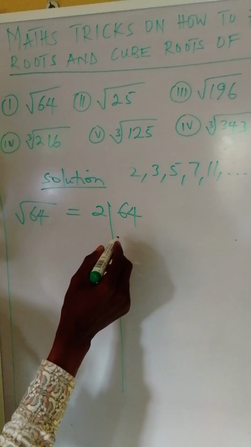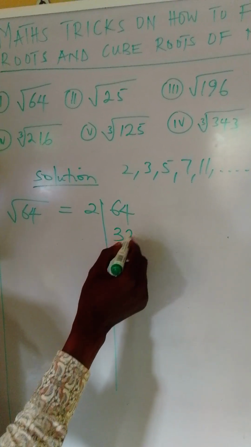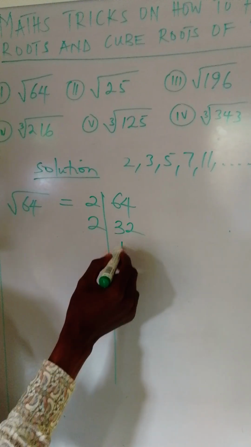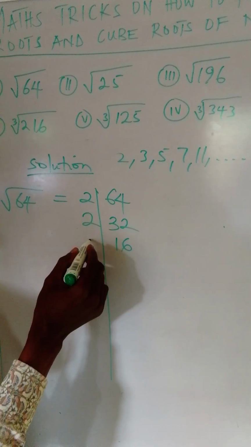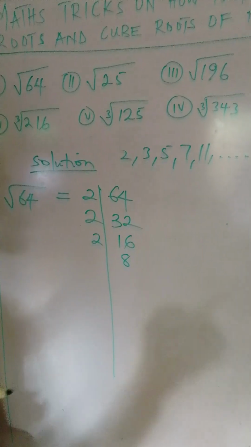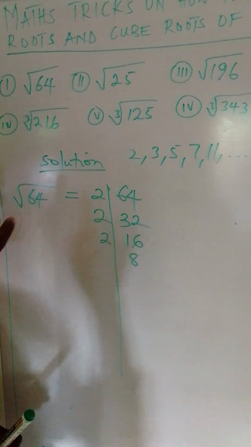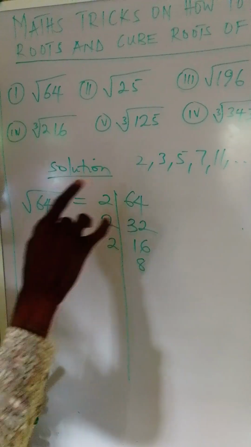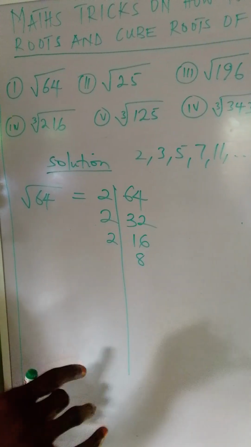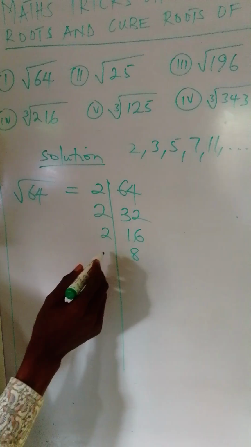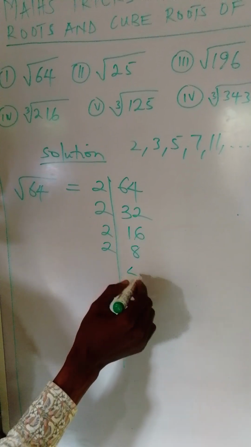So 2 divided into 64 will give me 32. Then 2 divided into 32 is 16. 2 divided into 16 is 8. By the way, any prime factor you use to divide, you check whether it can divide again. So can 2 divide again? Yes, 2 divided into 8 is 4.